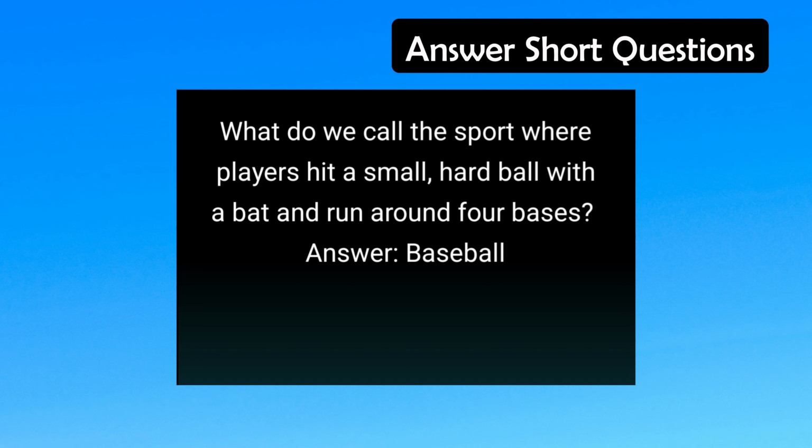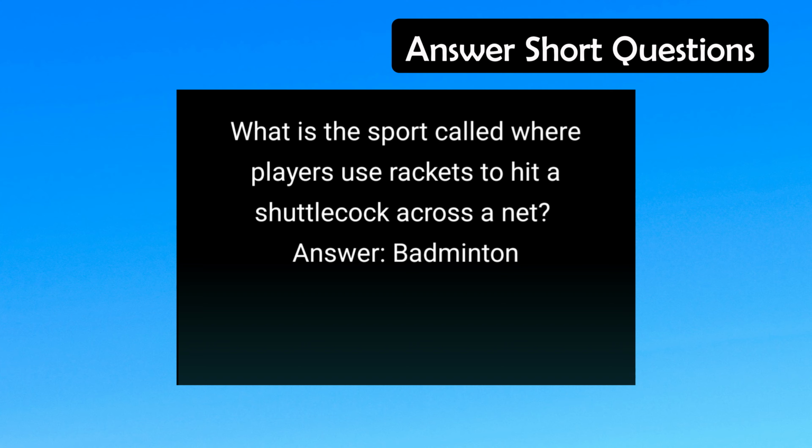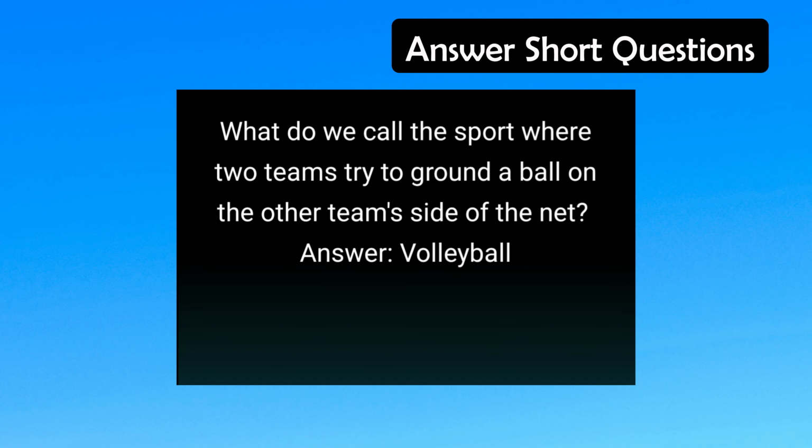around 4 bases? Answer: baseball. What is the sport called where players use rackets to hit a shuttlecock across a net? Answer: badminton. What do we call the sport where 2 teams try to ground a ball on the other team's side of the net?